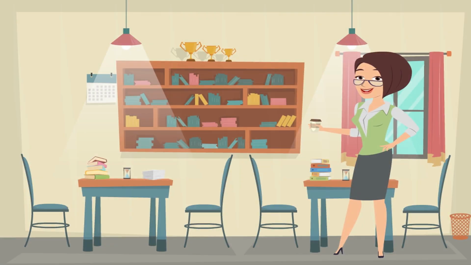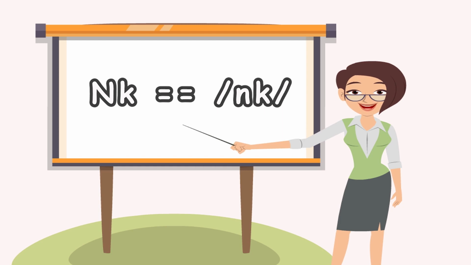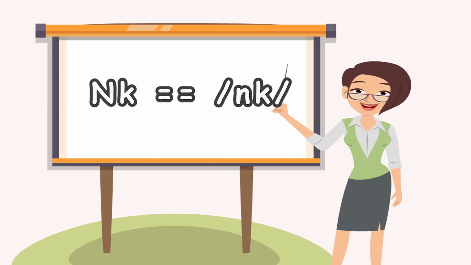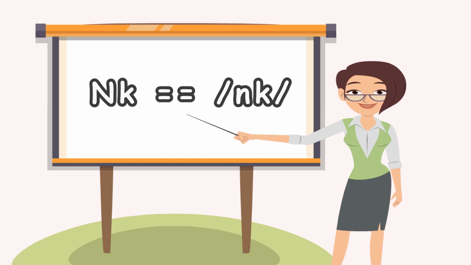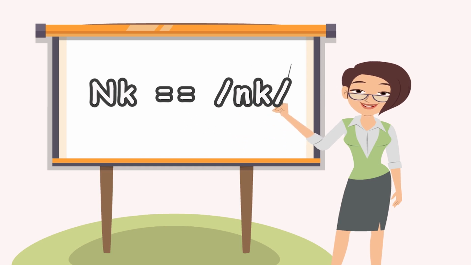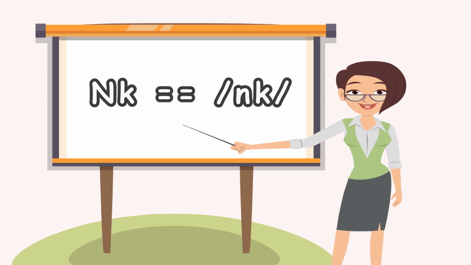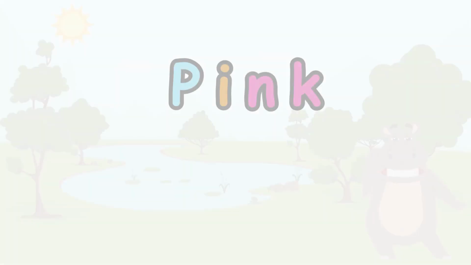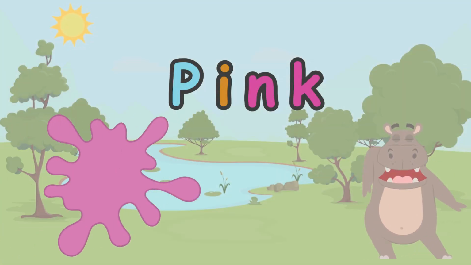Awesome! And now let's move on to the last digraph of this lesson, which is made by N and a K, which sounds something like ink. Again, this digraph will also be in the end of the word, like this. Ink, pink.